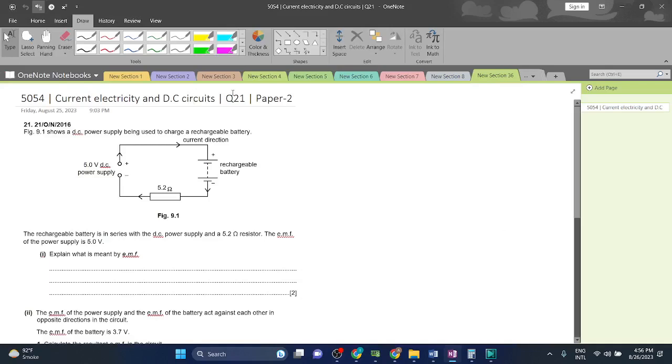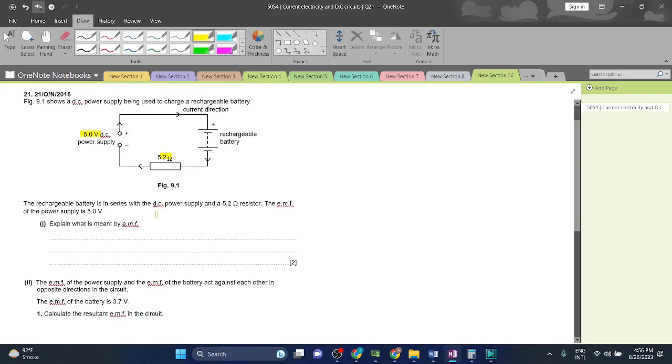Let's start. Question 21. Figure 9.1 shows a DC power supply being used to charge a rechargeable battery. This is a rechargeable battery. This is the current direction. This is the 5 volt DC power supply and there is a 5.2 ohm resistor. So, moving ahead. The rechargeable battery is in series with the DC power supply and a 5.2 ohm resistor. The EMF of the power supply is 5 volts.